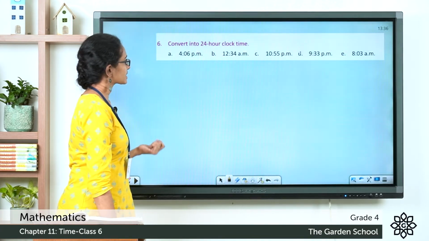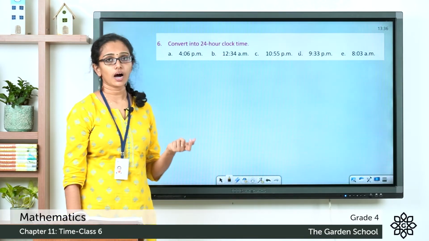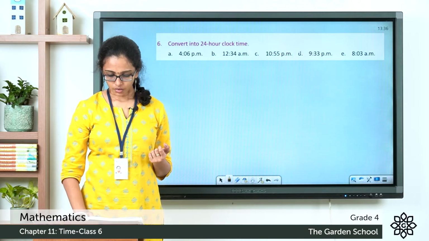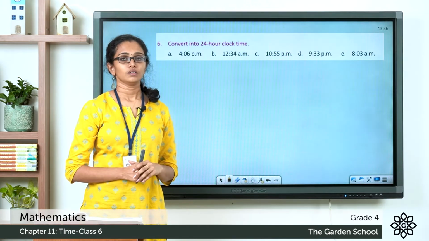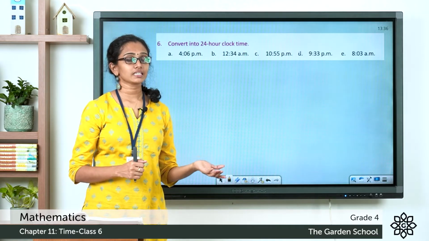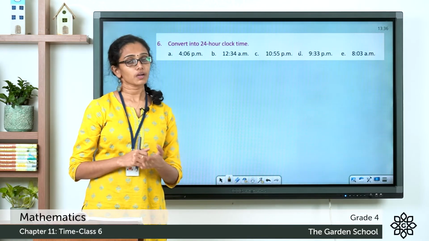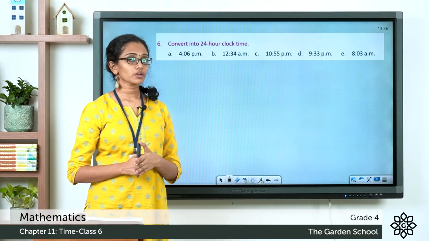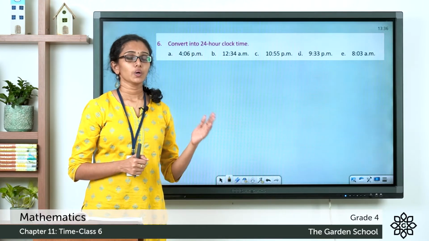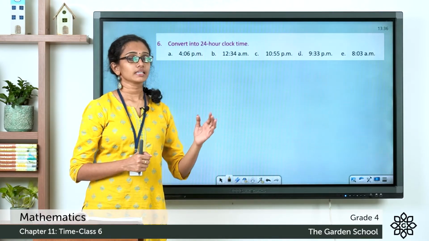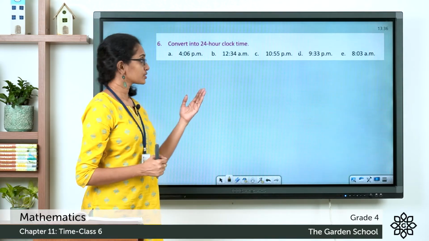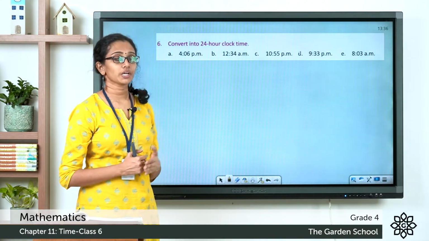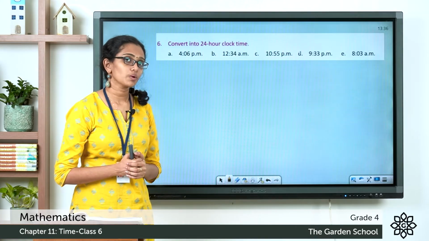Now question number 6, convert into 24-hour clock time. Now the first question is 4:06 p.m. 4:06 p.m. means it's in the afternoon, after 12 o'clock in the noon. So after 12 o'clock in the 24-hour format, we count the hours as 13, 14, 15, 16 and so on. So what is 4:06 p.m. in the 24-hour format? How do you convert that?